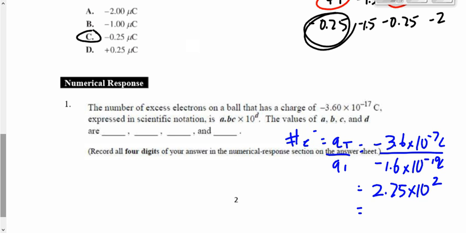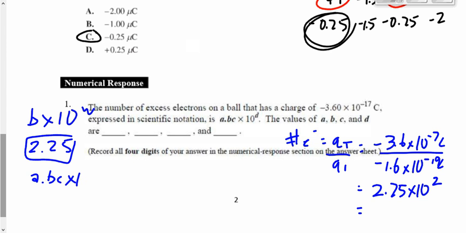If they asked me to express it as B times 10 to the W, then my answer would be 2.25. If they asked me to express it as A decimal B C times 10 to the D, then my answer would be 2252. Does that make sense? Not just does it make sense what the answer is, but does it make sense how to express that answer?